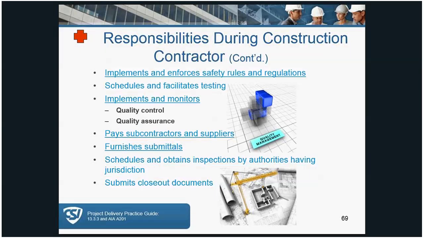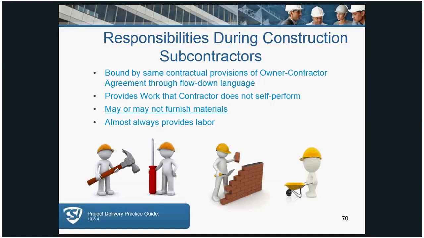You can see the contractor is responsible for quality control and quality assurance, paying the subcontractors, and furnishing submittals we've talked about. So these are all contractor responsibilities, including safety, which is at the top of the list. Some subcontractors are bound by the same provisions of the owner-contractor agreement through flow-down language. So you'll see in a subcontract agreement where that's subservient to the owner-contractor agreement. It provides the work that the contractor doesn't self-perform and may or may not furnish materials. That's something to be aware of. Next.